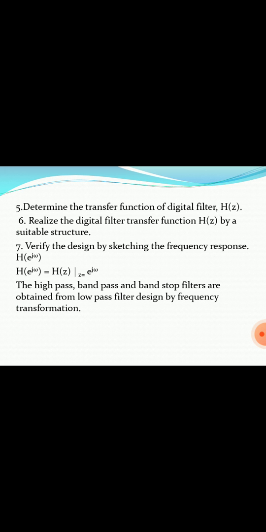After this, we have to calculate the transfer function of the digital filter H of Z. Next, the digital filter transfer function H of Z can be realized with the help of a suitable structure. For the filters, we have structures like direct form, cascade, and direct form 1 and 2. Using any one suitable structure, we can realize H of Z. Next, we verify the design by sketching the frequency response: H of e power j omega equals H of Z at Z equal to e power j omega.